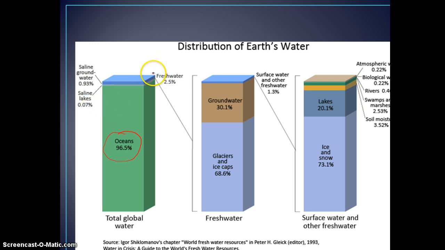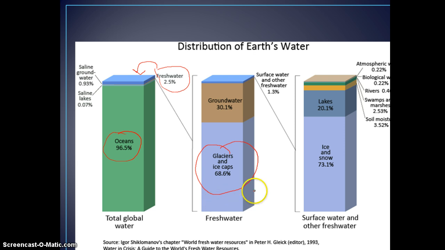Then over here, this little section at the top is freshwater. So this blue section right here, that's the freshwater. So there's only 2.5% of the world's entire water resources considered to be fresh water. So if we expand, that's what this bracket is. If we expand that fresh water, to break that down further, 68.6% of fresh water is tied up in glaciers and ice caps.